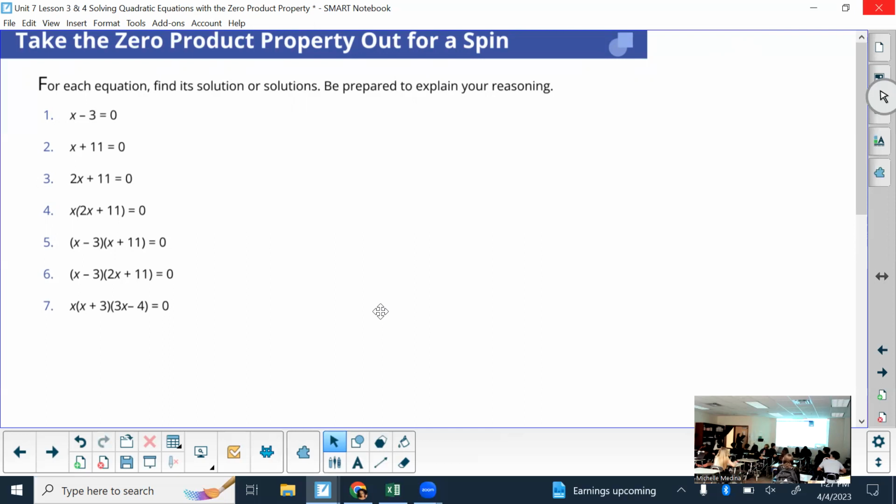The only guidance I'll give you, because it says take the zero product property out for a spin, is reminding you what the zero product property is. We talked about it yesterday. So what is it? The zero product property.